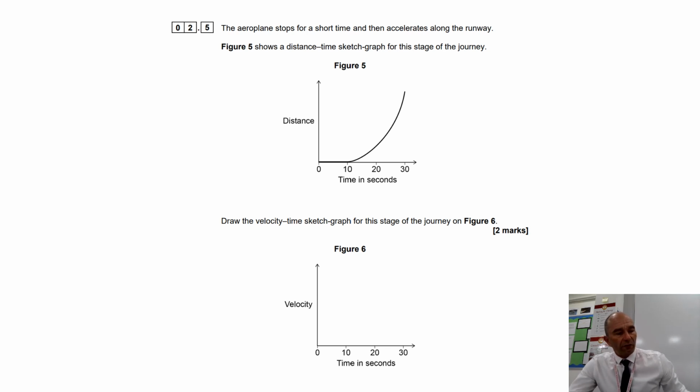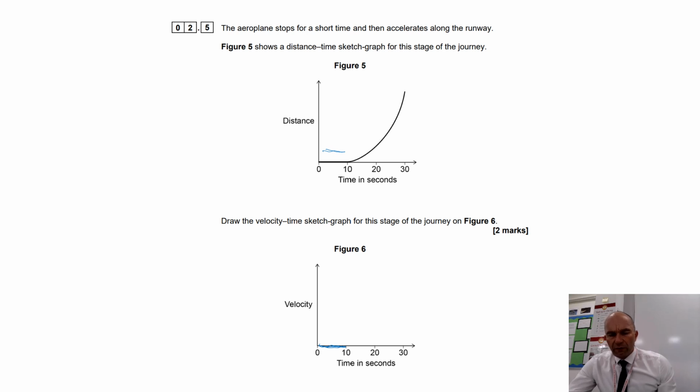Question 2.5. Now we've got the aeroplane stops for a short time and then accelerates along the runway. So figure 5 shows a distance time graph for that stage of the journey. Now we need to turn that into a velocity time graph. Now if we look at the distance time graph, what's happening in this first 10 seconds? Well, the plane is stationary, so it's not moving. So it means in terms of velocity, it's at 0 meters per second. So the first 10 seconds should be a line drawn right on the x-axis.